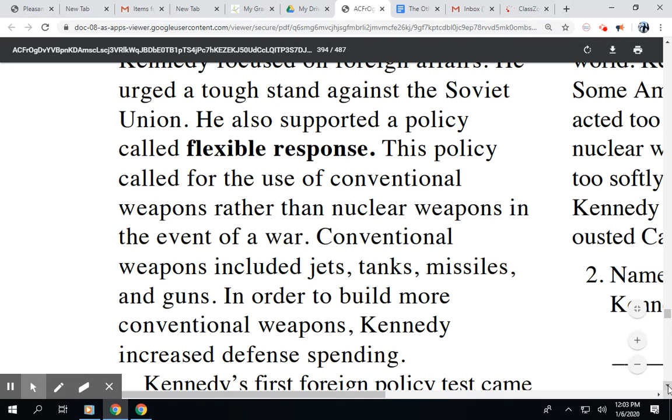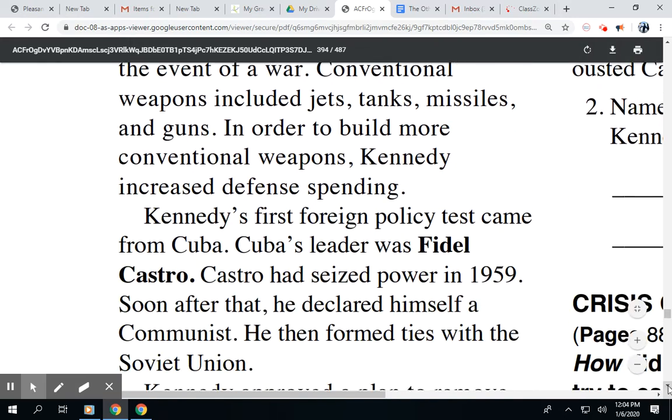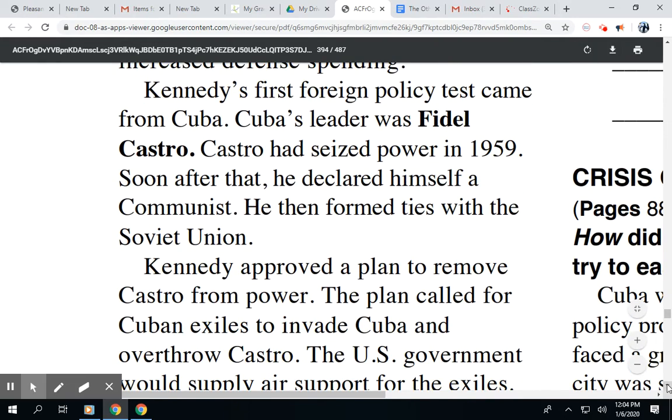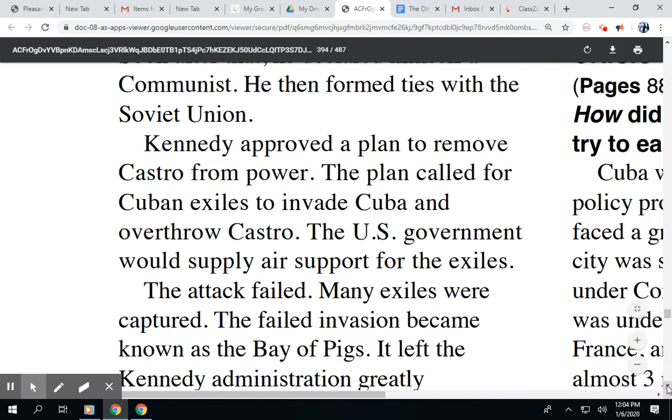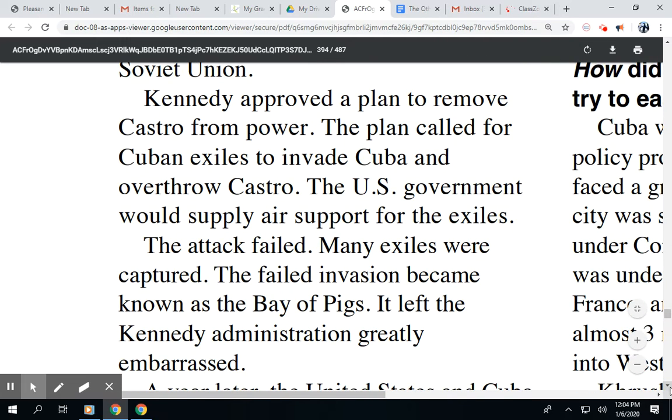Kennedy's first foreign policy test came from Cuba. Cuba's leader was Fidel Castro. Castro had seized power in 1959. Soon after that, he declared himself a communist. He then formed ties with the Soviet Union. Kennedy approved a plan to remove Castro from power. The plan called for Cuban exiles to invade Cuba and overthrow Castro. The U.S. government would supply air support for the exiles.